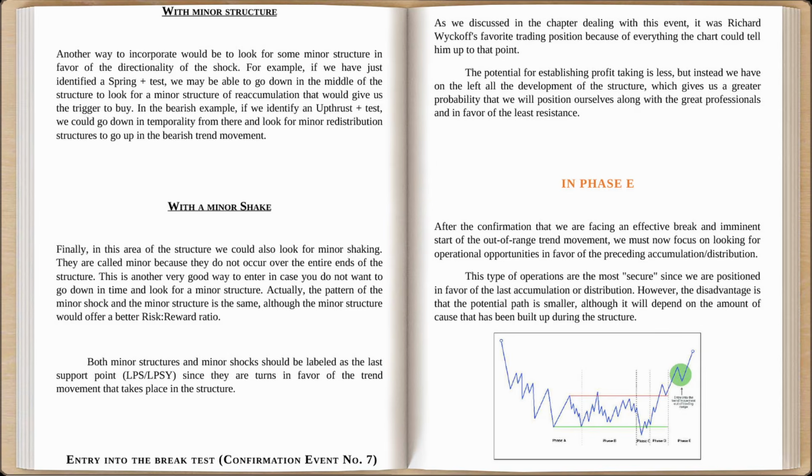Finally, in this area of the structure we could also look for minor shakes. They are called minor because they do not occur over the entire ends of the structure. This is another very good way to enter in case you do not want to go down in time and look for a minor structure. Actually, the pattern of the minor shake and the minor structure is the same, although the minor structure would offer a better risk-reward ratio. Both minor structures and minor shakes should be labeled as the last point of support, LPS-LSI, since they are turns in favor of the trend movement that takes place in the structure.